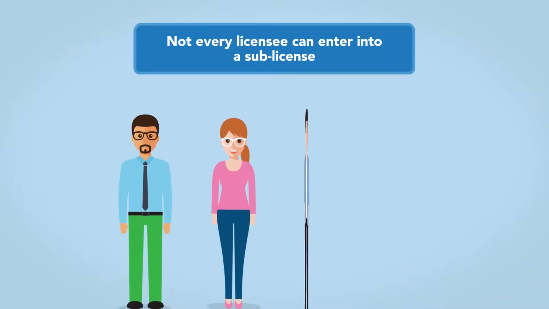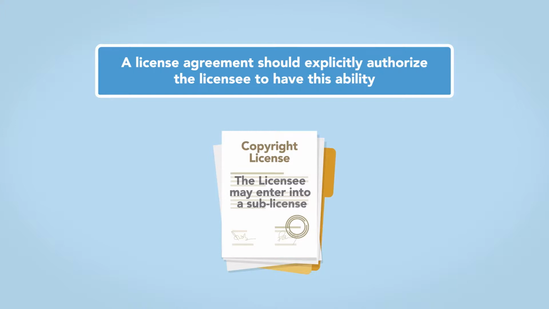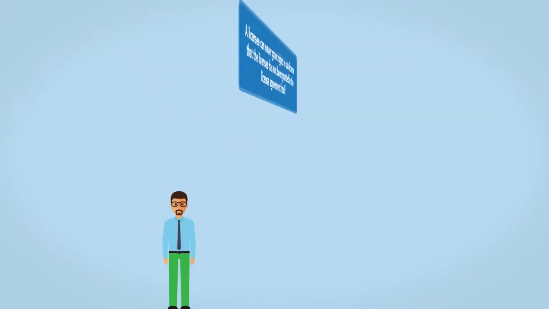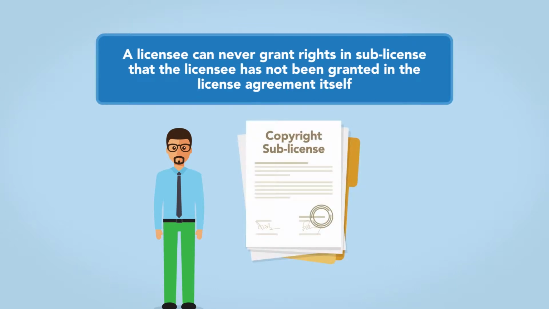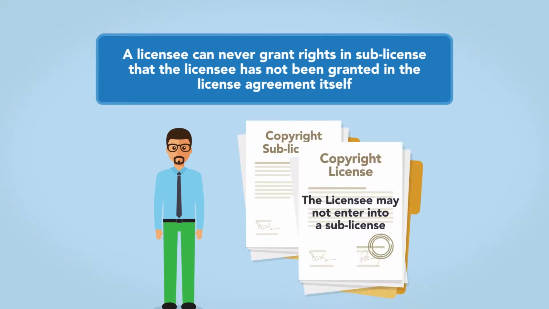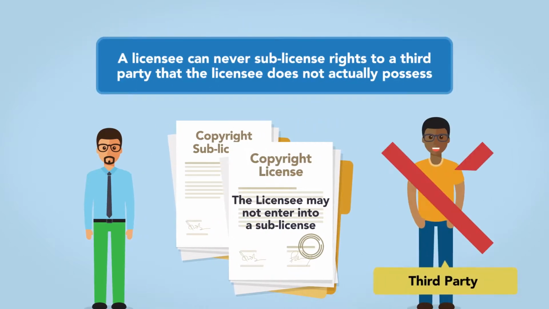Not every licensee can enter into a sublicense. A license agreement should explicitly authorize the licensee to have this ability. A licensee can never grant rights in sublicense that the licensee has not been granted in the license agreement itself, because a licensee can never sublicense rights to a third party that the licensee does not actually possess.